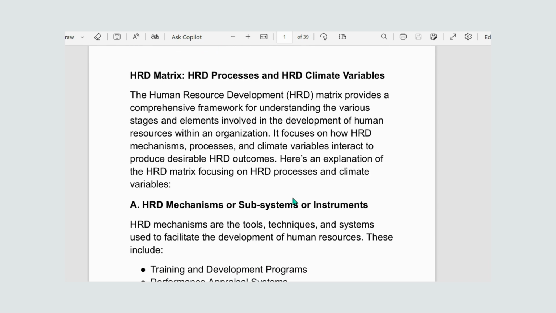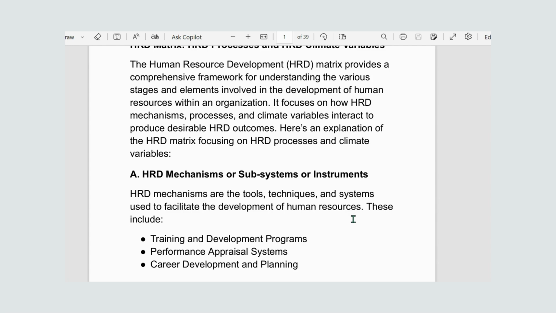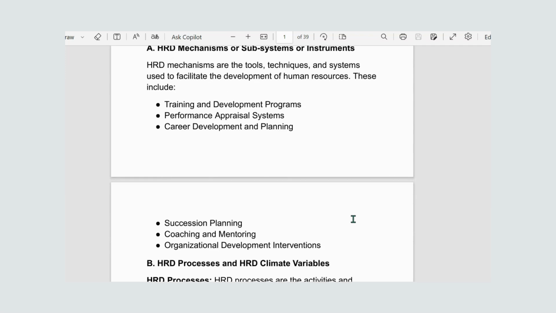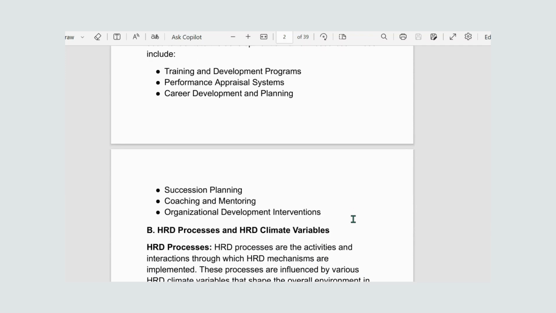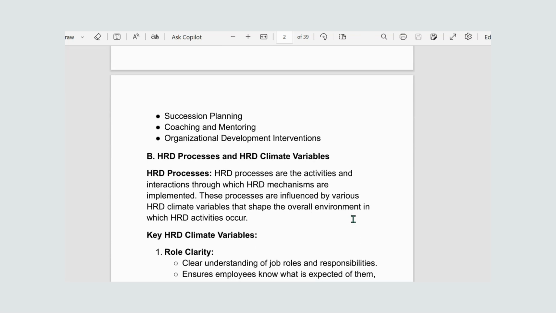Here we can find that the first thing is HRD mechanisms or subsystems or instruments. The mechanisms include tools, techniques, and systems that are used to facilitate the development of human resources. This can include training and development programs, performance appraisal systems, career development and planning, succession planning, coaching and mentoring, organizational development interventions, and so on.